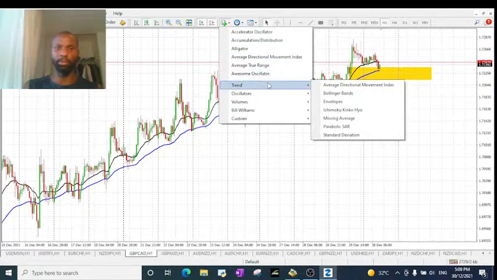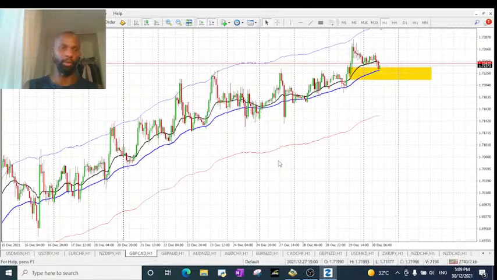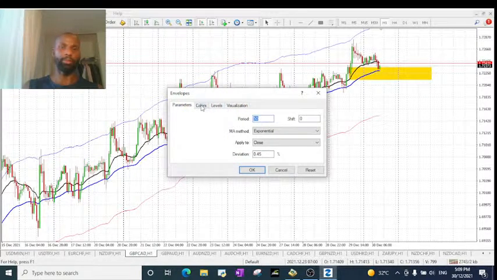We add envelopes, 50 period. Let's make it 45, exponential. Okay, beautiful. So what we are doing with this particular strategy is buying pullbacks in an uptrend.